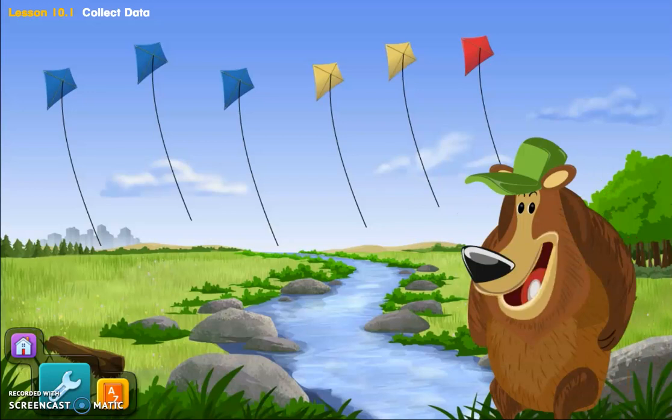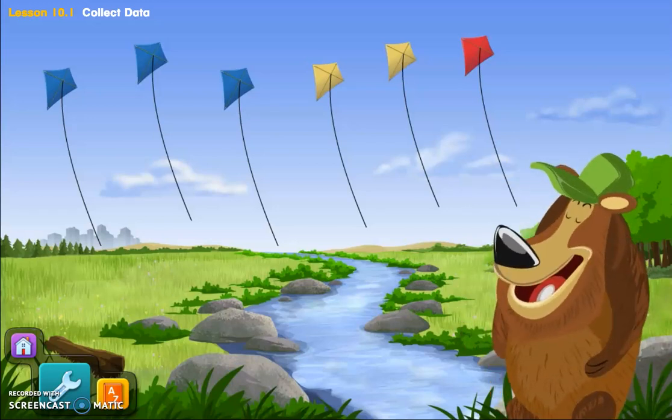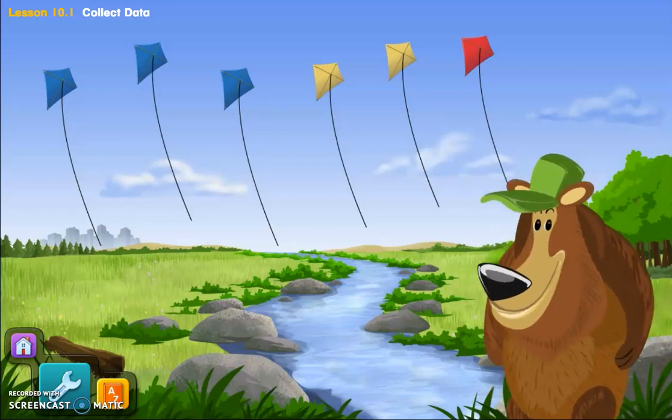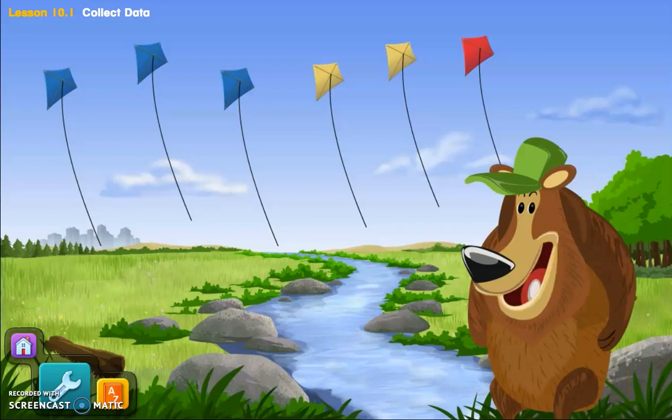Hi, friends. I'm so glad that it's windy today. The sky is filled with kites. I found a piece of paper on the ground. It looks like some sort of chart. Click the kite to take a closer look.